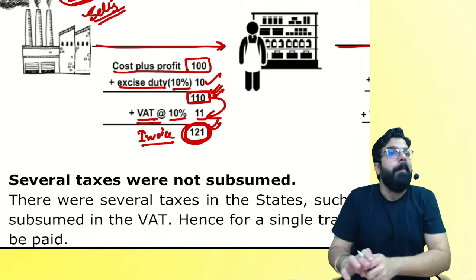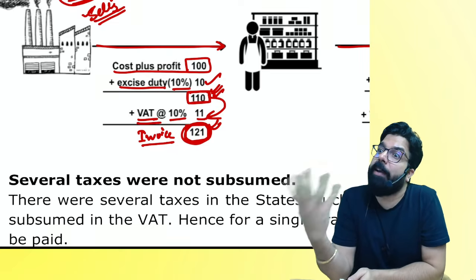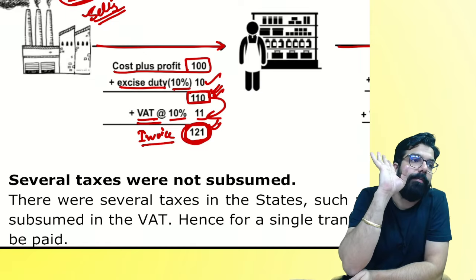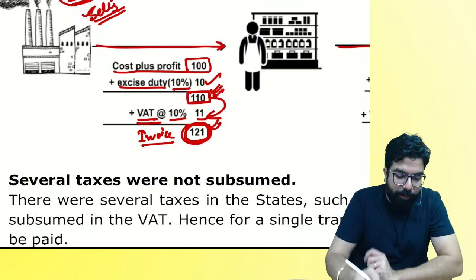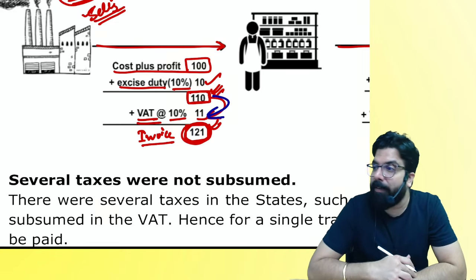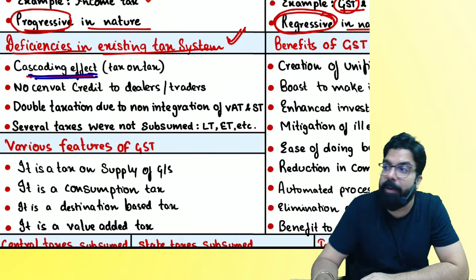Yes or no, everyone? Tell me one thing. In a country, is the government's job to charge tax on tax, or just to charge tax on the goods and services which are there? Don't you think this was a problem in the earlier tax system, that on one tax, another tax was being charged? And that is known as cascading effect. What is cascading effect, everyone?